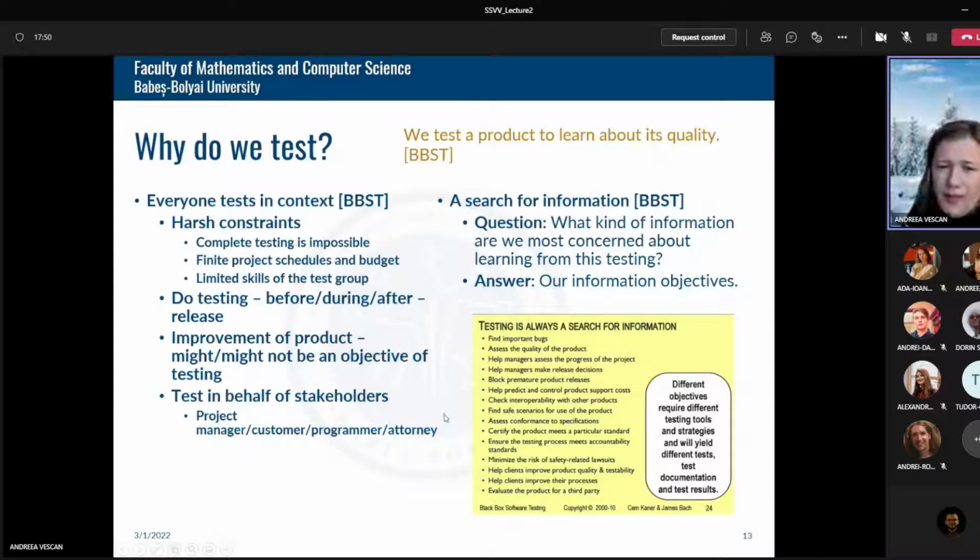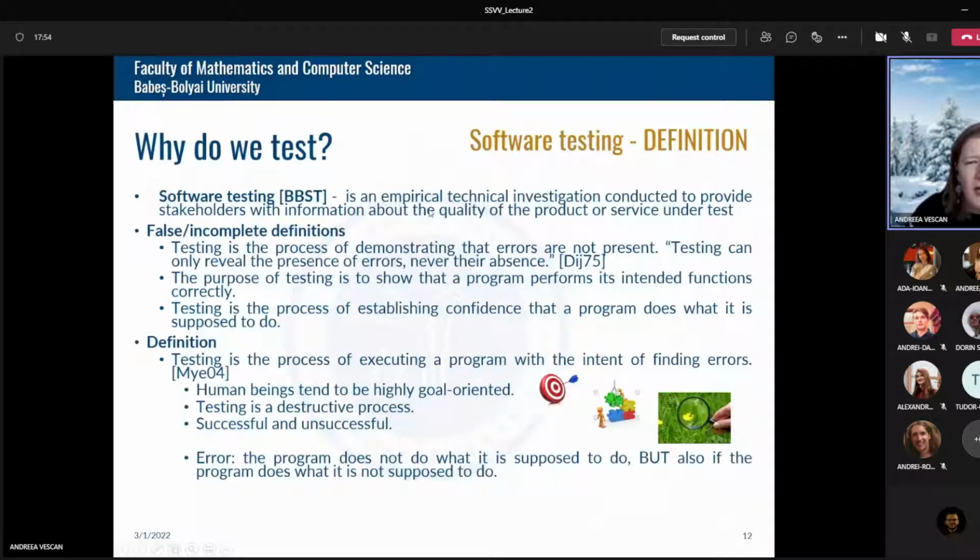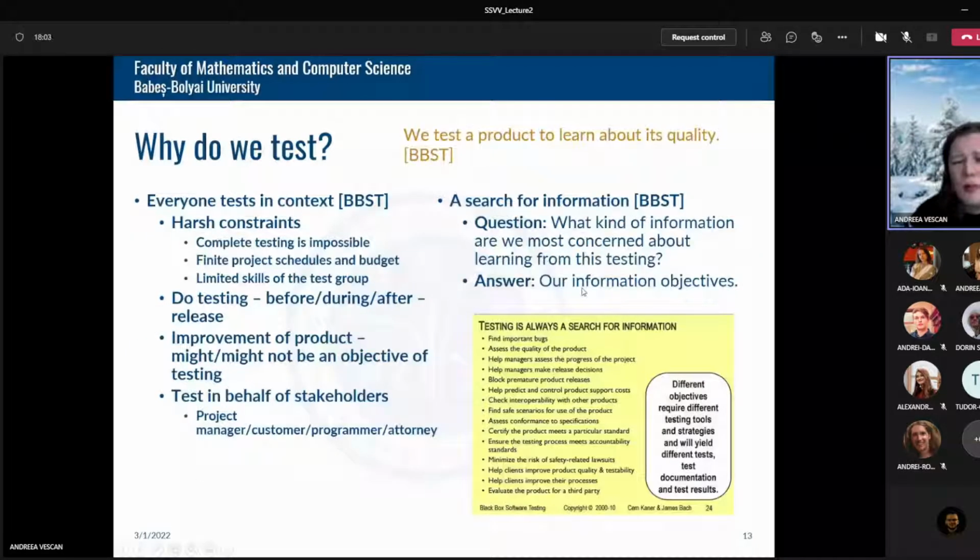or even an attorney if we talk about some law issues. So as we talked earlier, we said testing is an empirical technical investigation to find out information about the quality of the product. So the most important thing in testing is our information objectives. Why do we test? For whom do we test, right?